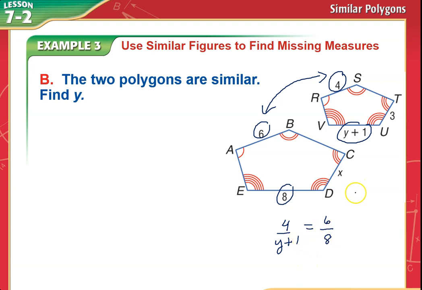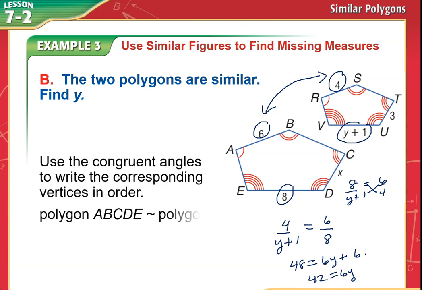We could have done it just like the first example. We could have said 8 compared to the y plus 1. And since we have 8 on top, we'd have to put the 6 on top and the 4 on the bottom. But our cross products will be the same. Our cross products will be 48 is equal to 6y plus 6, and then we subtract 6 and we get 42 equals 6y, and then divide by 6 and get 7.